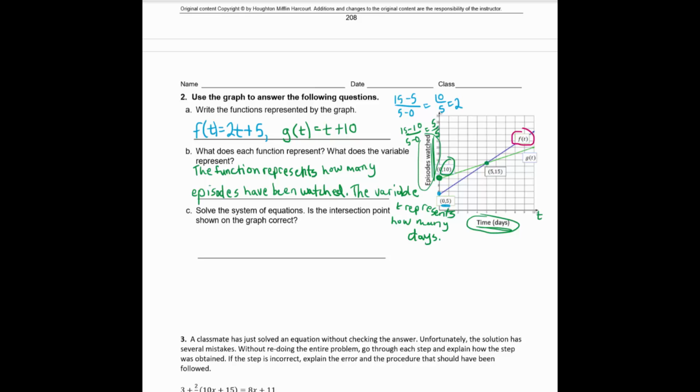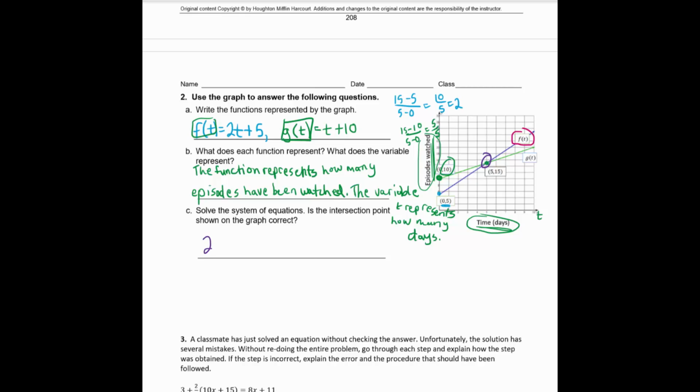All right, then part C says solve the system. Is the intersection point shown on the graph correct? If I set these equal to each other or do elimination, we are thinking of this and this as being equal, like they're both y's, because that's the whole point. We want to know when are these equal? When are they the same point?